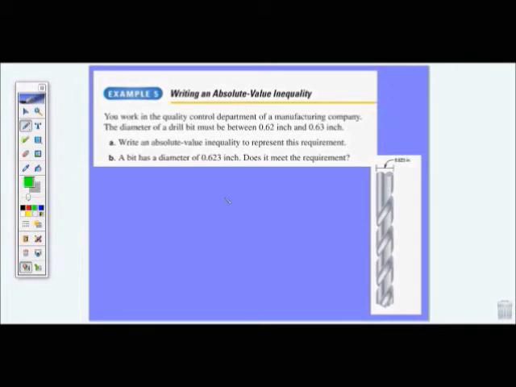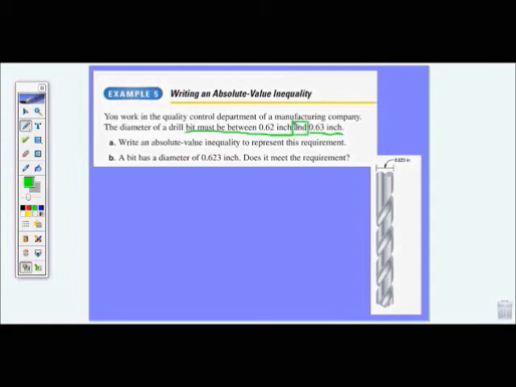The last example is going to talk about, again, a real-life situation. You work in the quality control department of a manufacturing company. The diameter of a drill bit must be between 0.62 and 0.63. We have an and in here.